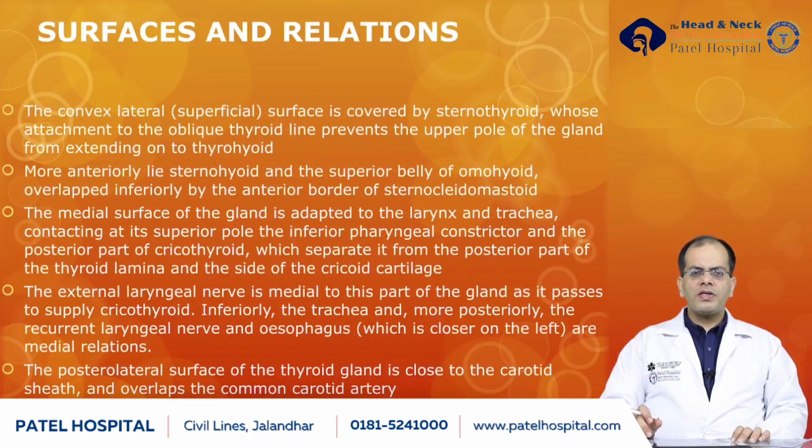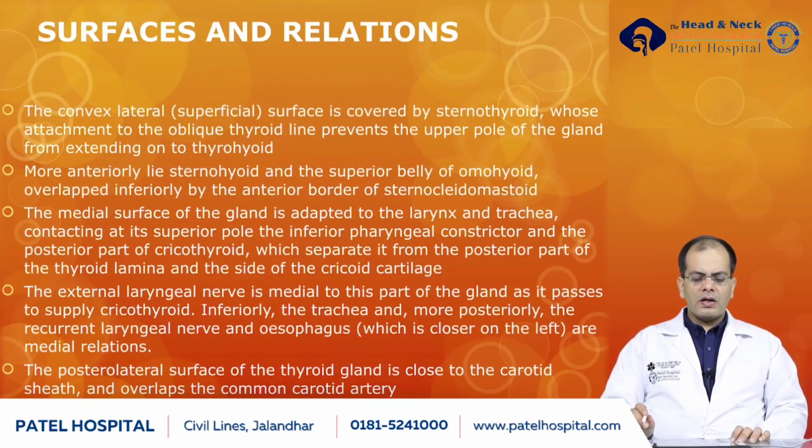There are surfaces and relations, and of course as you read this presentation you will be able to read all that. The lateral surface is covered by the sternothyroid, which is the deeper strap muscle. Superficial to the sternothyroid you have the sternohyoid. More anteriorly the sternohyoid, as we talked about, and the superior belly of omohyoid cover the thyroid. The superior belly of omohyoid is typically not encountered in the thyroid which is not very grossly enlarged in size, but in grossly enlarged thyroids it ends up being a landmark that you need to trace in that respect.